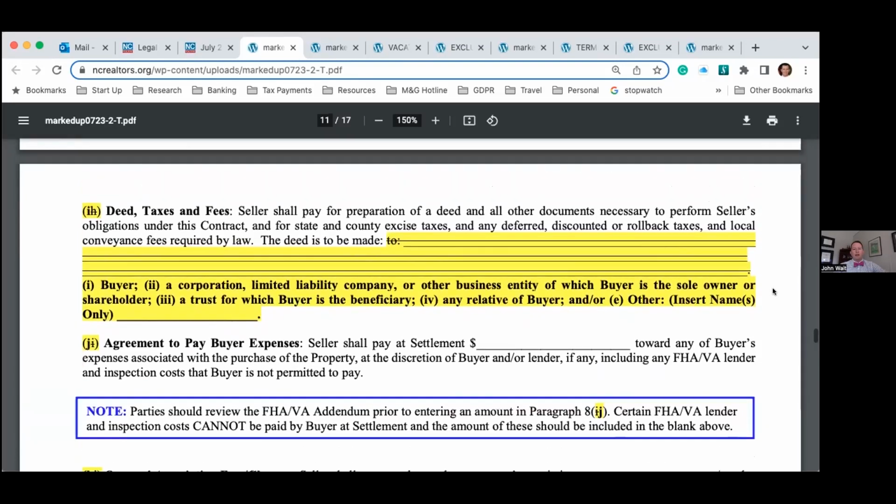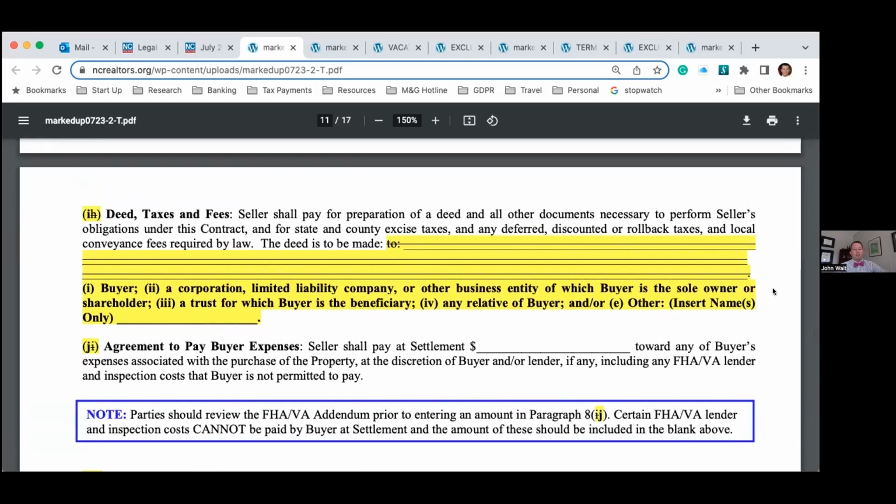This is paragraph 8I. It used to be 8H, now it's 8I. And I have some bad news for you. You need to stop filling out the blank on this paragraph. I know agents are not going to like this, but here's the problem. You have not been filling it out correctly. It's roughly 75% of the time, from the survey of closing attorneys that I've talked to, that this is not filled out correctly, and the closing attorney has to do their own fact-finding search to see who the deed needs to be made out to anyway.